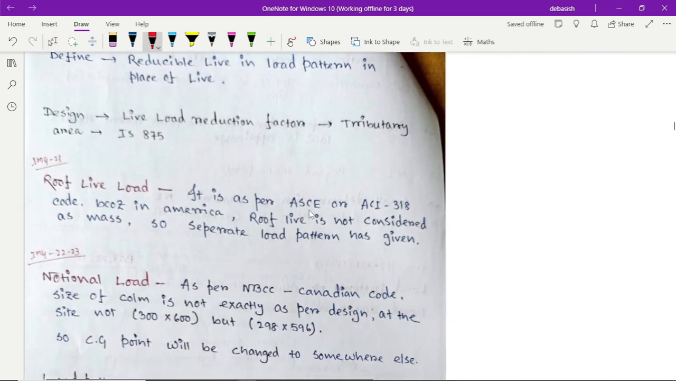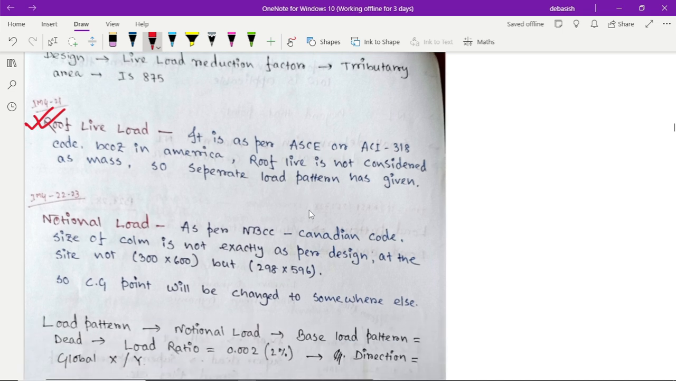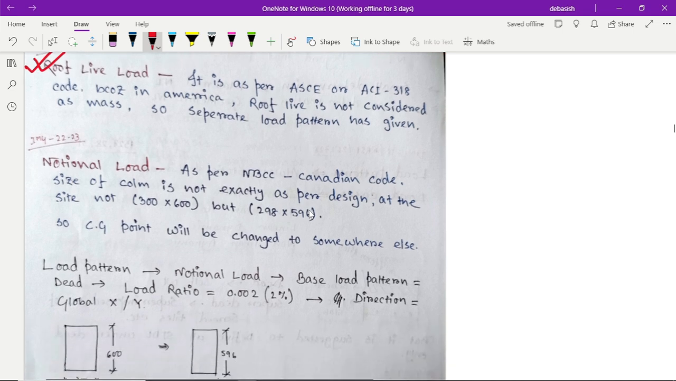Next one is roof live load. Roof live load is not as per Indian code. This is as per American code. They do not consider the roof live load for the earthquake force calculations. That's why the roof live load option is separately given by the software.